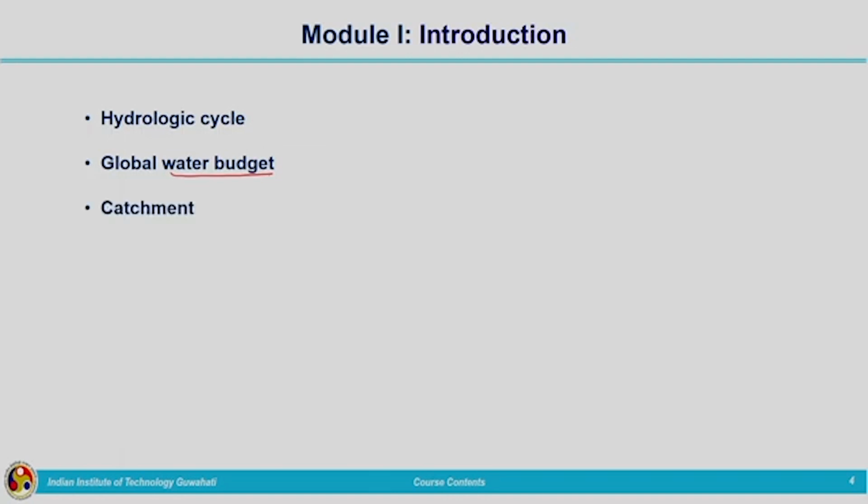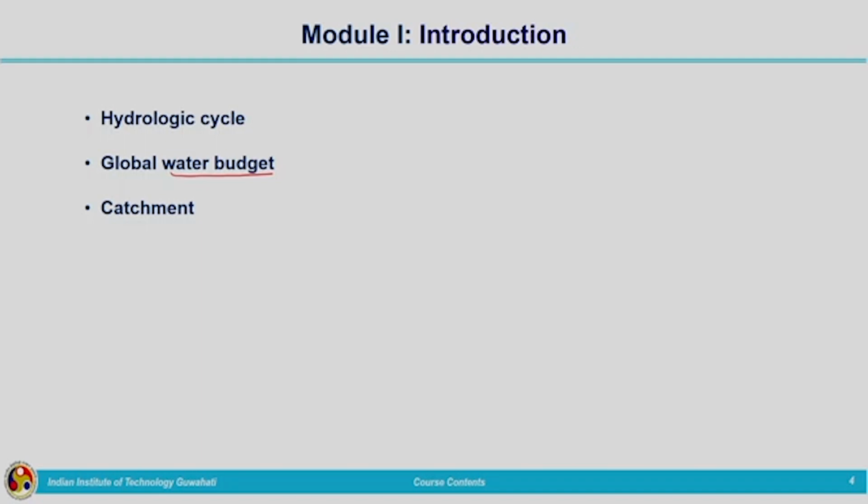Then we will move on to the specific topic of catchment. Catchment is nothing but an area. It represents an area over which water is flowing and finally drains out to a particular outlet point. We need to have an area for the quantification of the water which is falling on that particular area. So, that area we will be terming by means of different names.